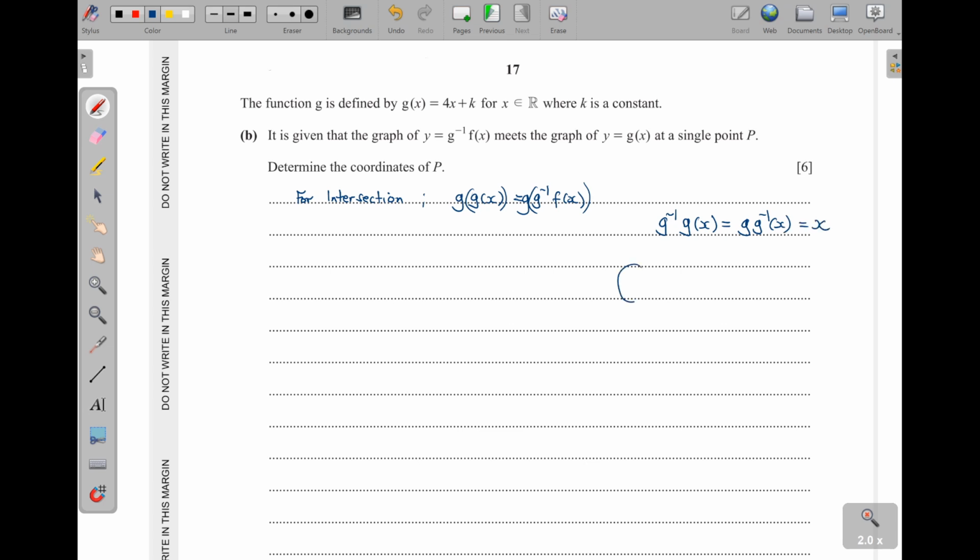Why is it like that? I have an x here, then g acts on it, then it gives you the g of x. What goes into the function is the domain, right? Then what comes out of it is the range.